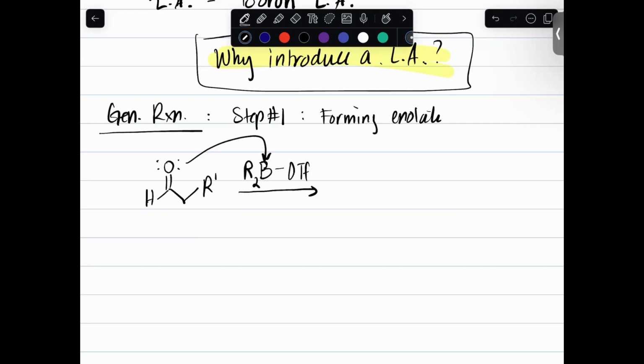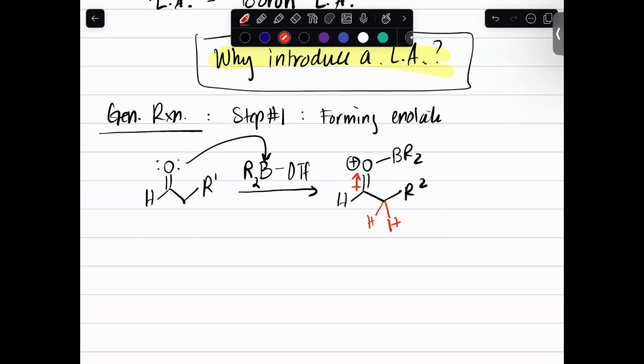So that when you donate your electrons from your carbonyl oxygen to the Lewis acid, you activate your carbonyl group. And what I mean by activating your carbonyl group, you've got your dipole, making these protons more acidic and easy to deprotonate by a base.